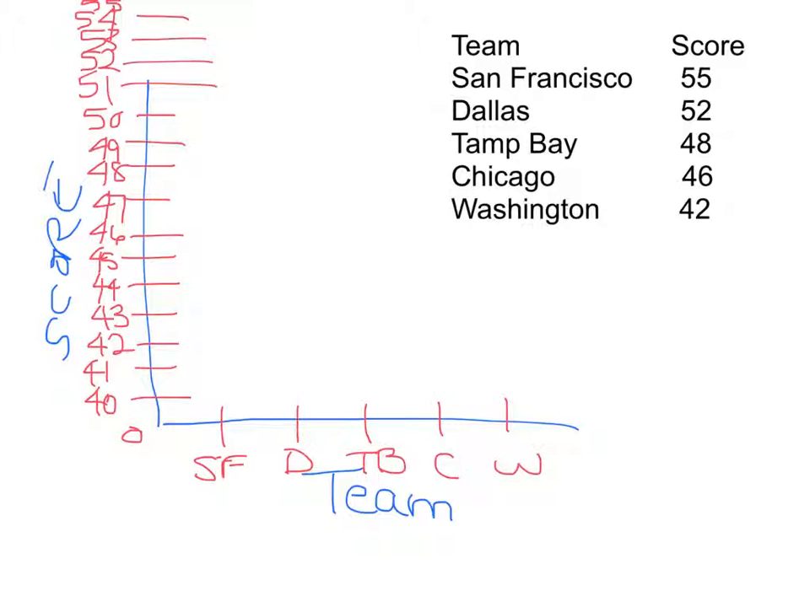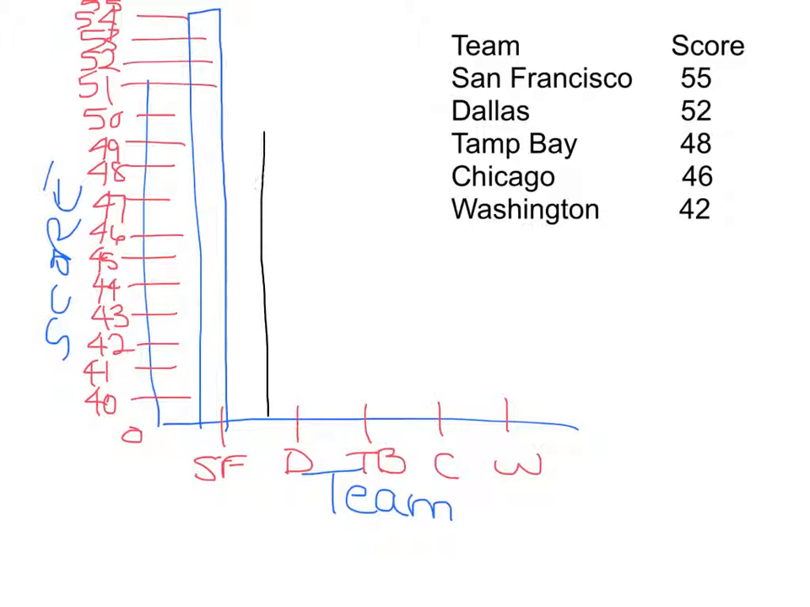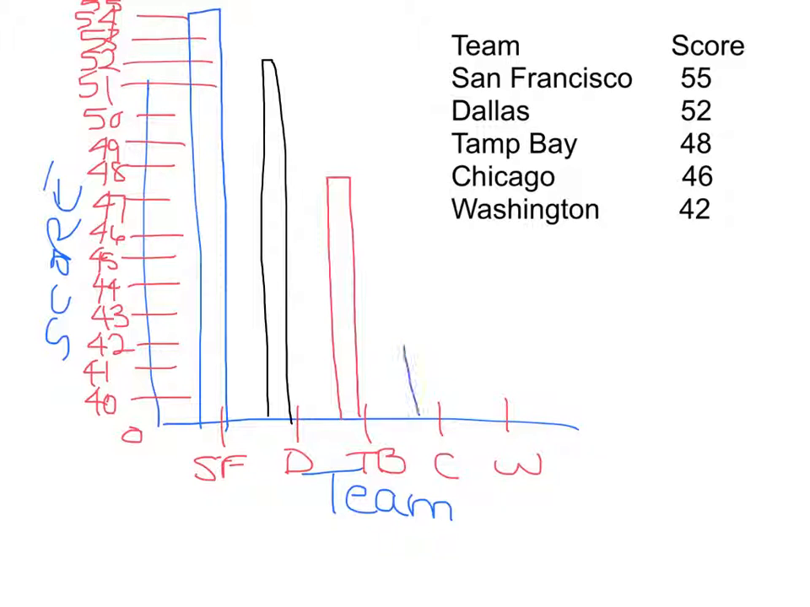So San Francisco had a score of 55, so we make our bar graph. Dallas had a score of 52, so we can make our bar graph for that one. Tampa Bay had a score of 48. Chicago had a score of 46. And Washington had a score of 42.